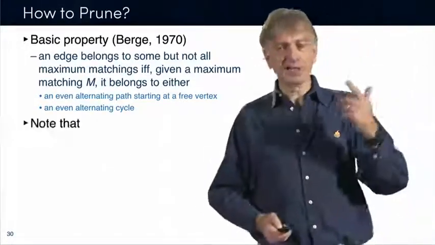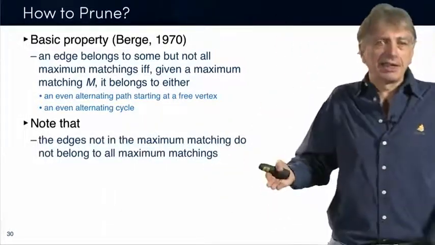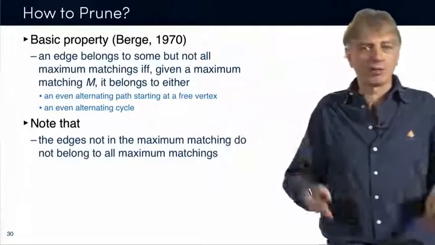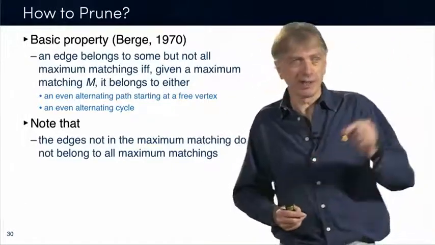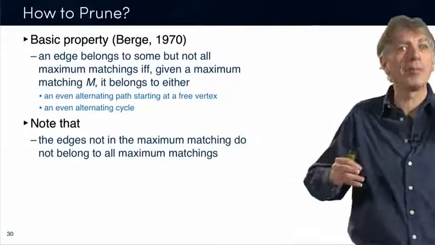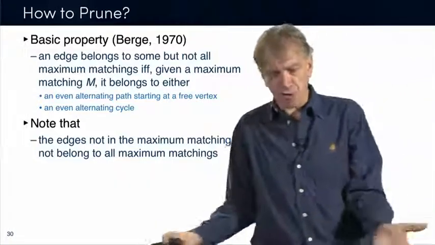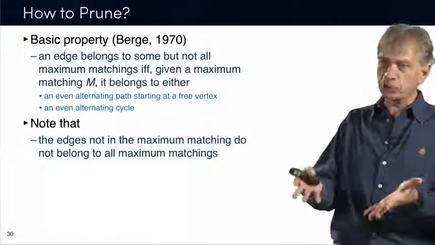Well, the edges in the matching, we really don't care about them, right? Because we know that they are in the matching, so we know that we can remove them from the domain of the variables. So what we are really looking at here are edges which are not in the matching. We know that in the best case, they belong to some matching, but they won't belong to all. And this is really what this property is about. So this is like magic, right? This is just the property that we need.